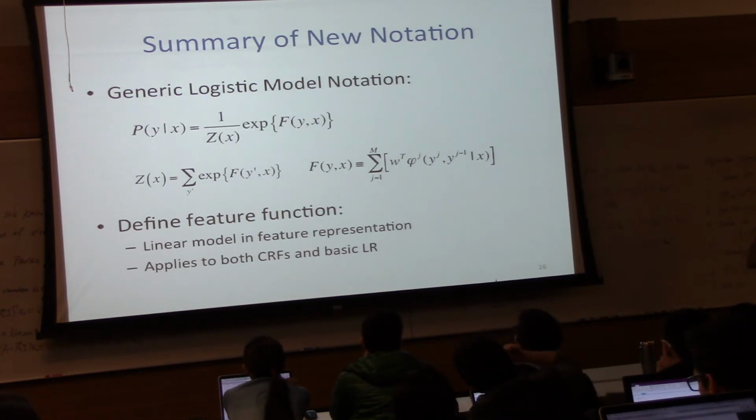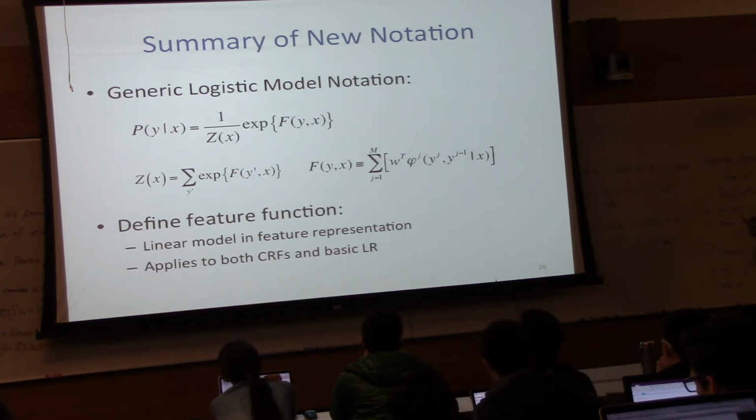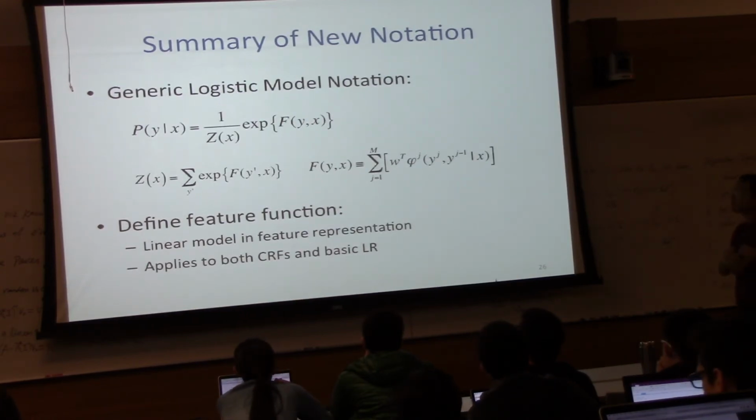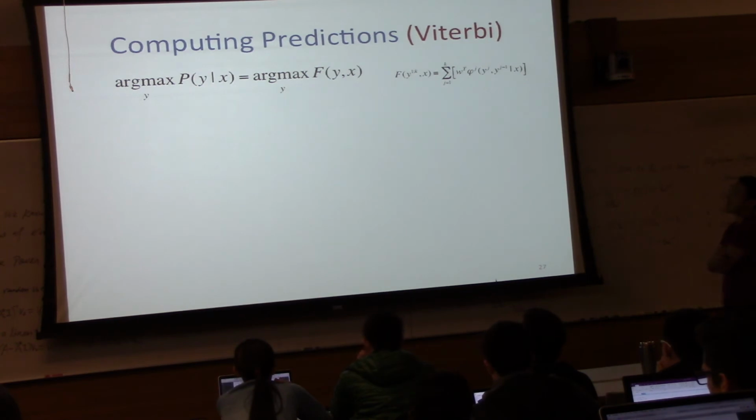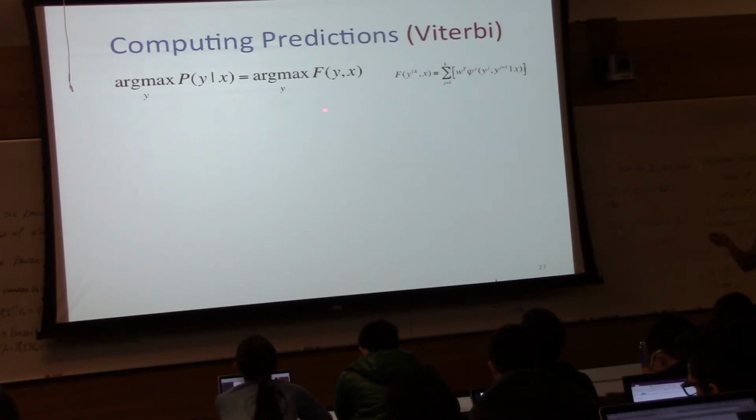To summarize the generic log-linear model notation, all you need to do is define the right feature functions, and you're good to go. Okay, I'm just going to zoom through this because it's pretty self-explanatory at this point. Viterbi is done the exact same way. Finding the y with maximum probability given an input x is equivalent to just finding the y with the maximum linear scoring rule given an x. And recall the scoring rule looks like this.